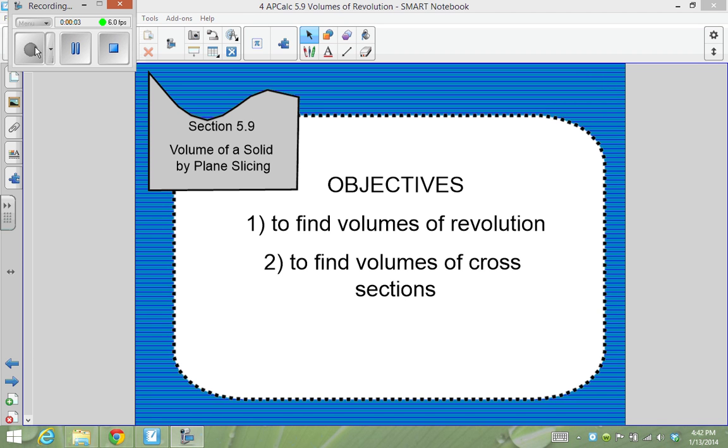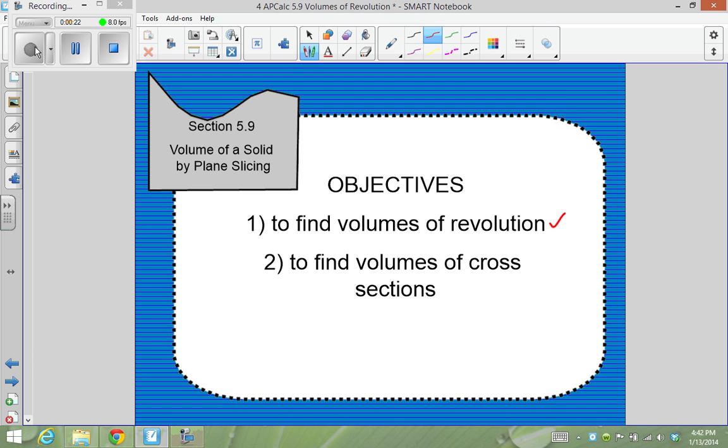All right, well, we're looking at section 5.9, volume of a solid by plane slicing. So what we're going to be doing is taking our little, whatever the shape happens to be, and slicing it up into little pieces. We're going to find volumes of revolution on this video, and then volumes of cross sections on the next one.